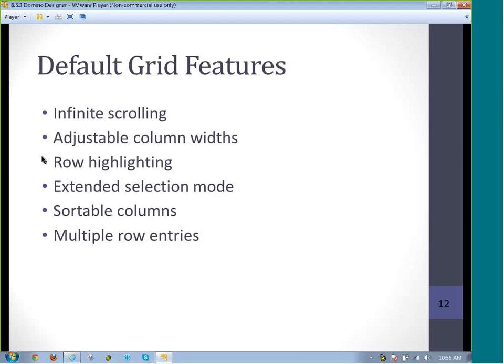Grid also gives you adjustable column widths, so the user can drag the column sizes to be larger or smaller as they need to. The grid gives you some row highlighting, where it will give every other row a subtle light gray background. And as you drag your mouse over grid rows, it will also give you a brighter highlight, just so you have a visual indicator of where you're at. The grid also gives you extended selection mode by default, which means that if you're selecting rows of data, you can just click on a row, or you can shift-click to get a group of rows, or you can control-click to select non-contiguous rows.